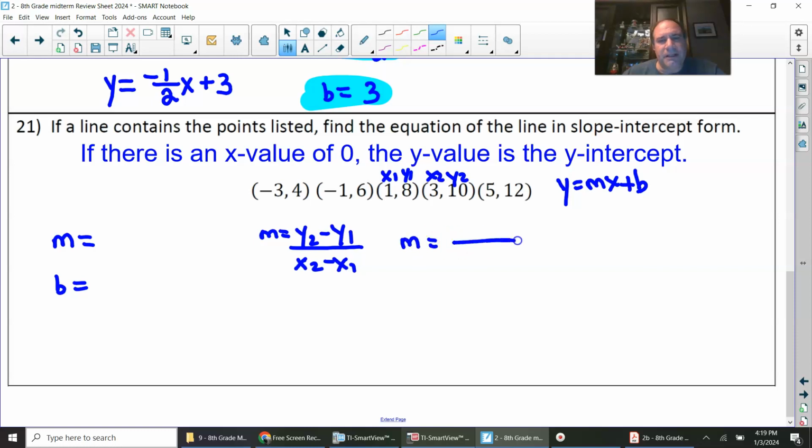The slope formula is, I'm going to put the minus signs in, 10 minus 8 over 3 minus 1. Now, I know that's 2 over 2, but if you put that in the calculator, 2 over 2 should be equal to 1. 10 minus 8, 3 minus 1. Very easy. Slope is 1.